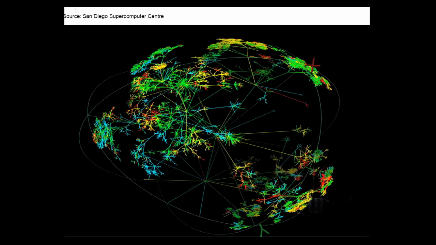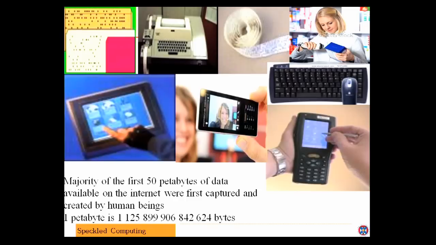The internet, as we know it, seemed to affect every facet of our lives these days. And in the growth of the data in the internet, the majority of the first 50 petabytes of data which is available on the internet were first captured and created by human beings.